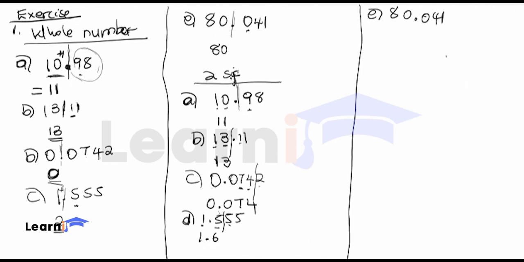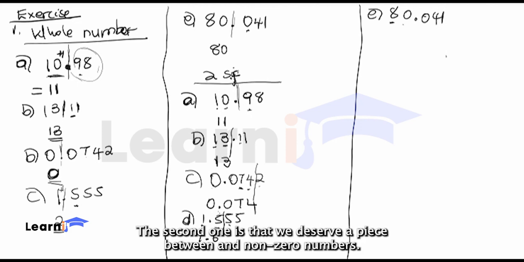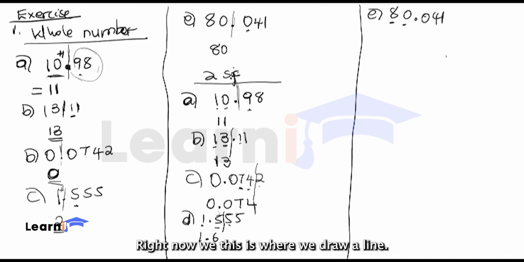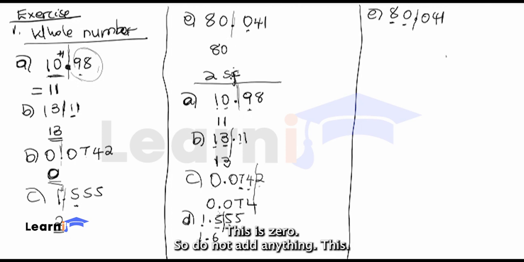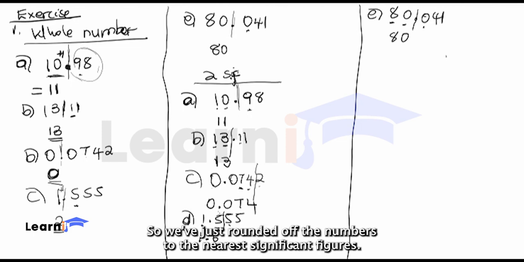Now we do the last one, which is 80.041. And the first significant figure is 8, the second one is 0, because the 0 appears between non-zero numbers, right? Now this is where we draw our line. This is 0, so we do not add anything this side. So our answer will be 80. So we've just rounded off the numbers to the nearest significant figures.